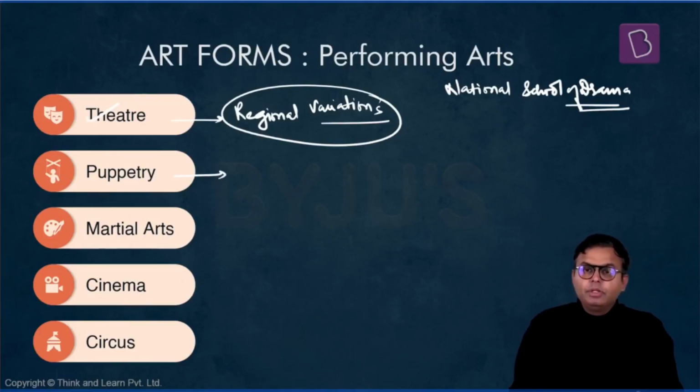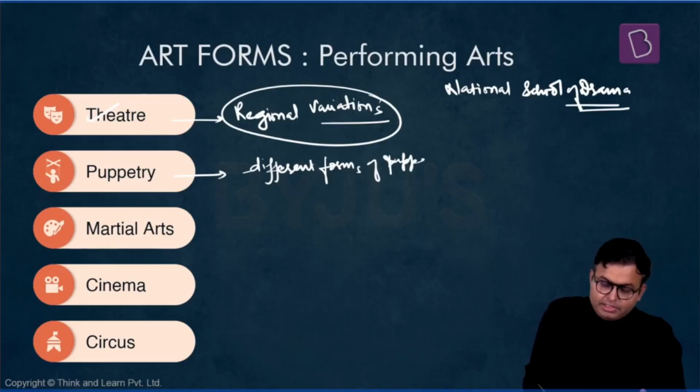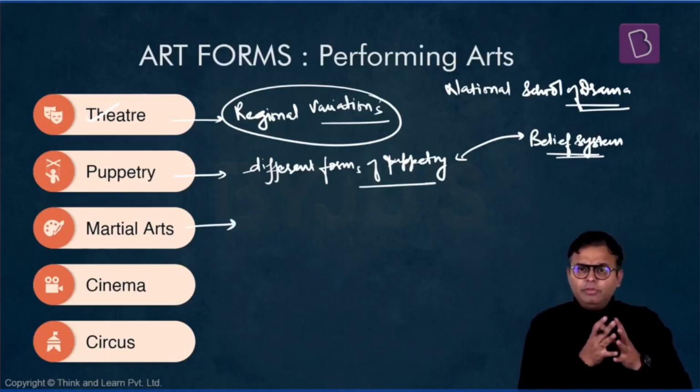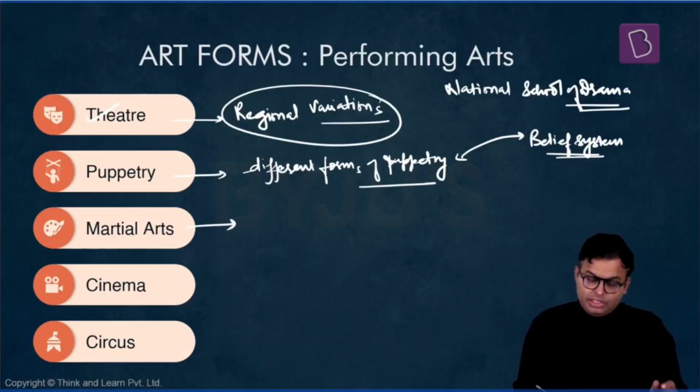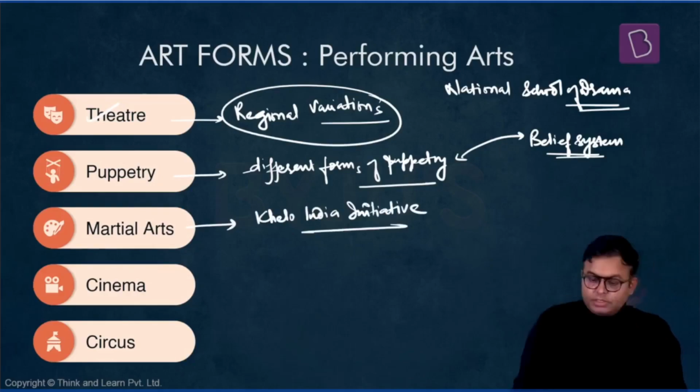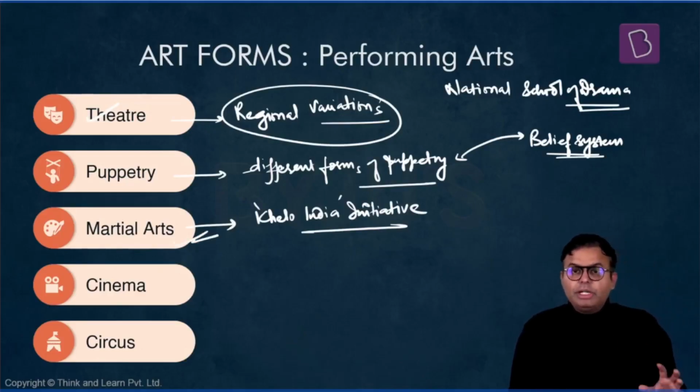We'll discuss puppetry, the various forms of puppetry, why puppetry is a dying art, and how puppetry helps us to correlate with the local belief system. Martial arts. Again, we find the inclusion of certain martial arts in the Khelo India initiative. Certain martial arts have been included, but we'll not discuss only those, we'll be discussing the very important and famous regional martial arts.